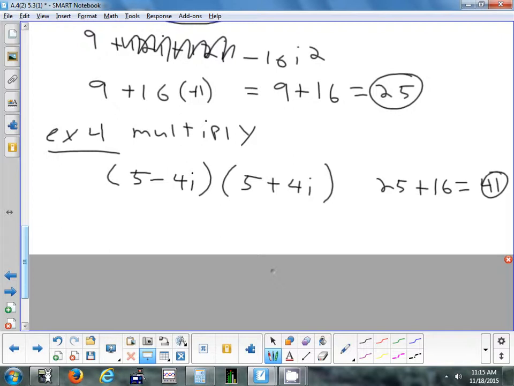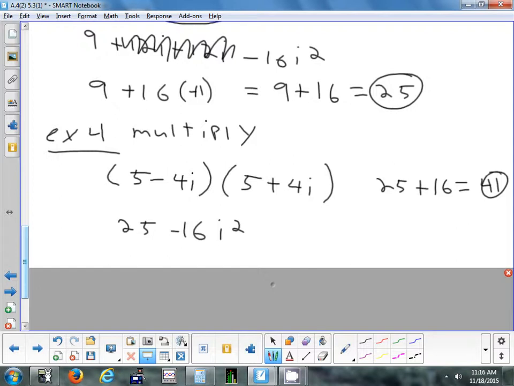Okay, let's multiply it and see how that works. 5 times 5. There's 5 to the second power. Now you've got 5 times 4i, 5 times negative 4i. What's going to happen there? That's going to cancel, so I'm not even going to write it. And then I'm going to get negative 4 times positive 4. Okay, that's negative 16. And then i times i. But what does that i squared do to that minus sign? Makes it a plus. Remember, i squared is negative 1. So I end up with 25 plus 16, which is 41.